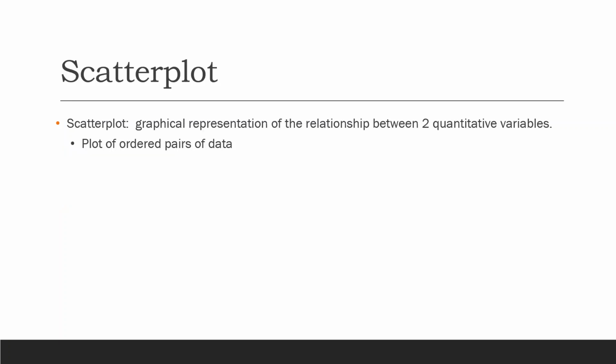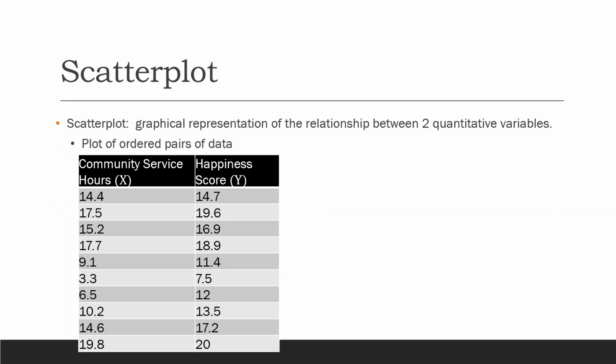To help us explore the relationship between x and y, or the predictor and the criterion variables, we can construct a scatter plot, which is basically a graphical representation of that relationship. And it's basically your plot of ordered pairs. I have an example here where our variable x is the amount of community service hours individuals in a study have completed, and y is the happiness score on an assessment that measures happiness, on a scale between 0 and 20.